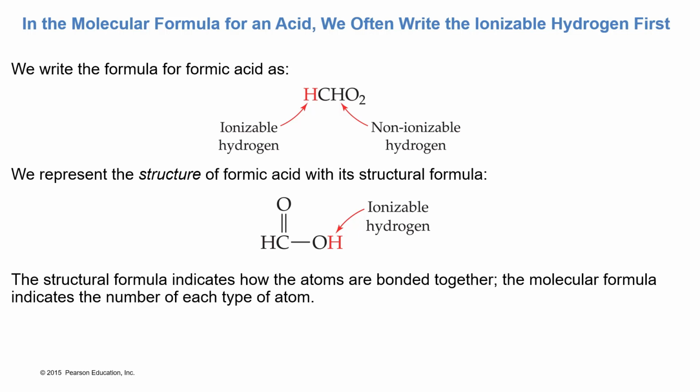All right, in the molecular formula for an acid, we often write the ionizable hydrogen first. Ionizable hydrogen means the proton that gets released as an acid. So if we look here, this would dissociate into H+ and then CHO2 negative. And you don't have to be able to do that technically, but I want you to realize that this first H is the one that's coming off. And so right here, this is the H that's being released. It's the one that is bonded to the oxygen, not the carbon.